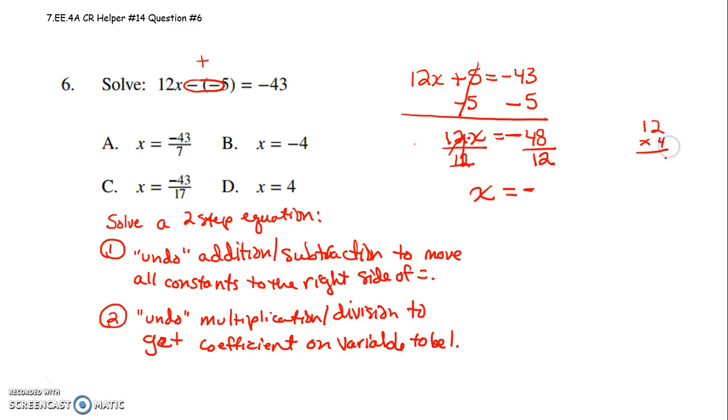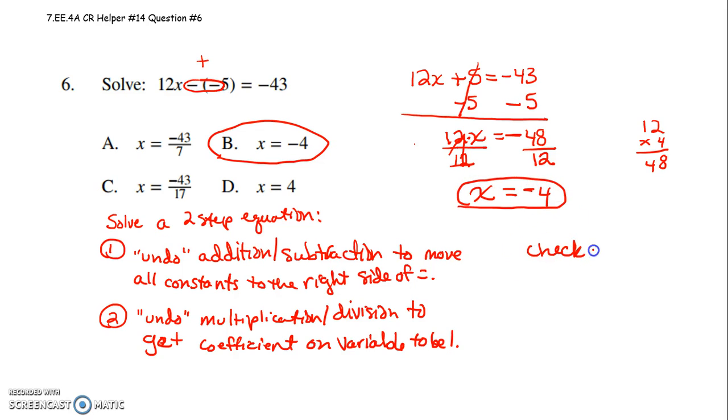Let me just double check. 12 times 4, 2 times 4 is 8. 4 times 1 is 4. Yep. 48 divided by 12 is 4. So the correct answer here is a negative 4. How do I check to be sure negative 4 is the correct answer? Well, I do a lovely check.